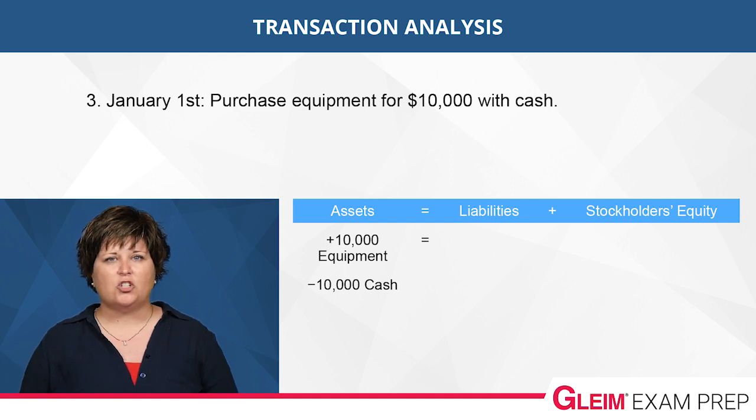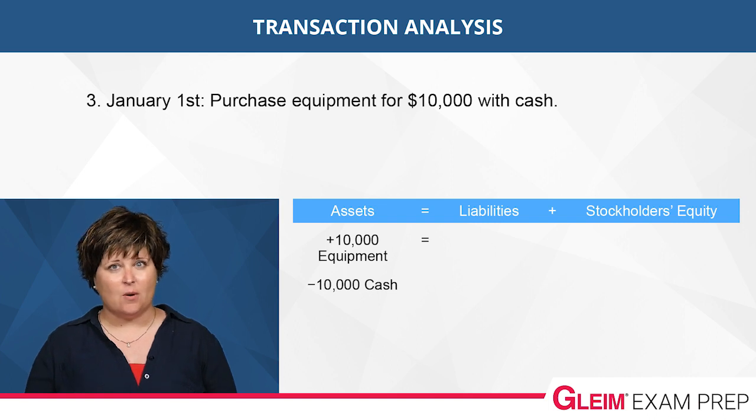In number 3, on January 1st, we purchased $10,000 of equipment with cash. This transaction will only affect or impact the left side, the asset side of the basic accounting equation. We increase the asset equipment and decrease the asset cash. Notice how the net effect is 0 on the left side and 0 on the right side. So the accounting equation is still in balance.